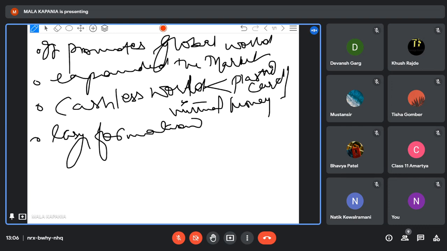So, which is more easy, Yashika's or Samrit's? Obviously, it is the easier formation in the case of online businesses. So, yes, it requires less investment.